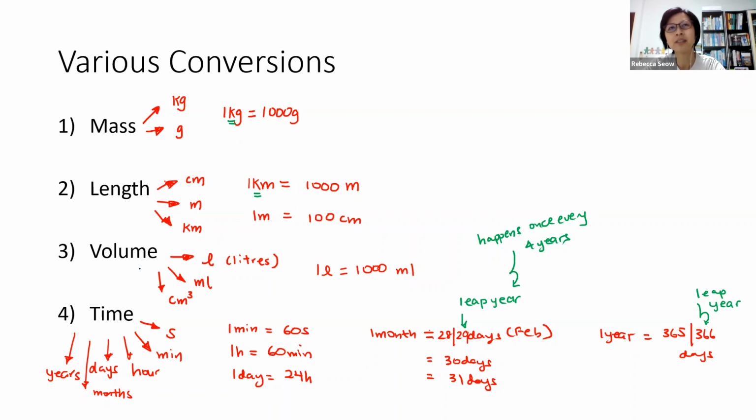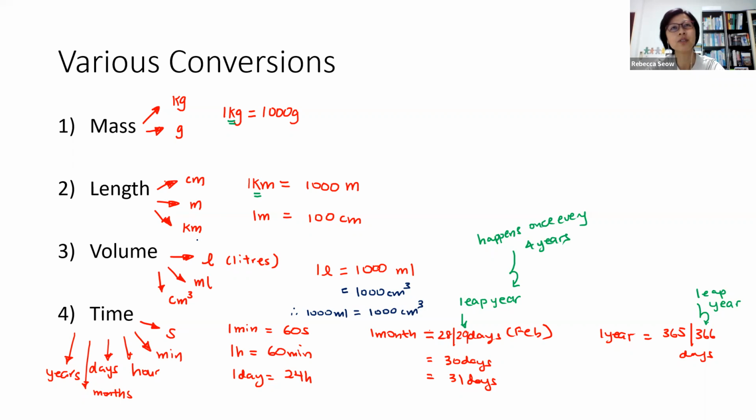Volume. Volume comes in liters, milliliters, and centimeters cubed. Some books call it cubic centimeters. So the conversion would be, 1 liter is equal to 1000 milliliters. And if I may also add on, 1 liter is equal to 1000 cubic centimeters. So we can say that 1000 milliliters is actually equal to 1000 cubic centimeters.